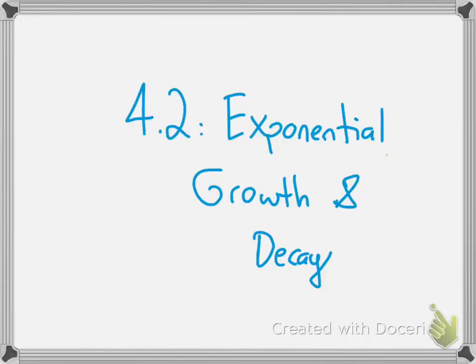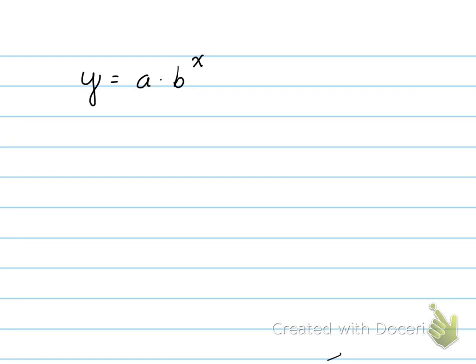In section 4.2, we're going to talk about exponential growth and decay. So we have our function that we talked about yesterday, y equals a times b to the x power, which is going to be our format for any exponential function. And remember that a is our starting value or our initial amount, and then b is our growth, okay?